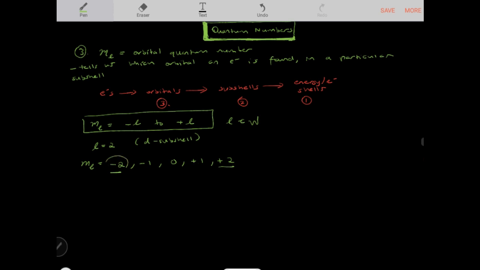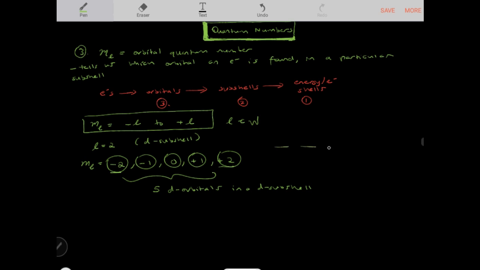Now you can notice that there are 1, 2, 3, 4, 5 numbers. This indicates that there are 5 d orbitals. Each of these numbers represents the name of a d orbital. There's 5 d orbitals in a d subshell. So this can actually tell us how many orbitals we find. In the d subshell, each of these d orbitals, the tertiary quantum number actually labels it. This is the -2 orbital, the -1 orbital, the 0 orbital, the first orbital, and the second orbital. So it actually labels the orbitals in the d subshell.